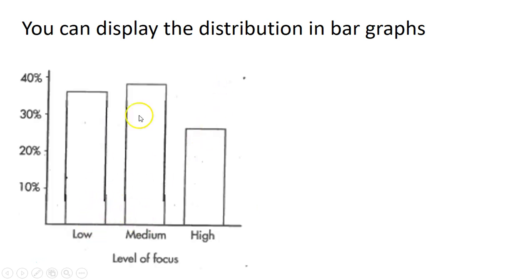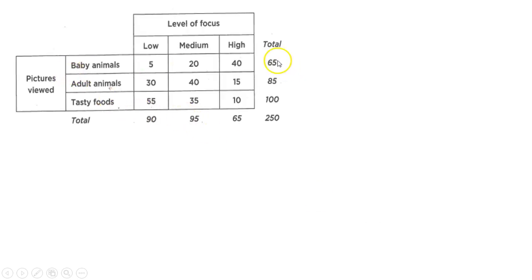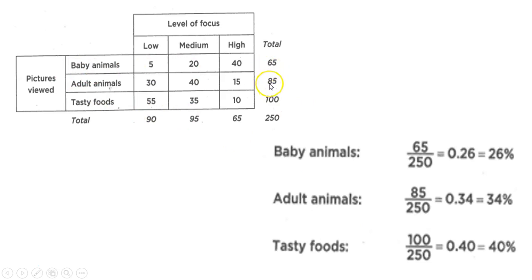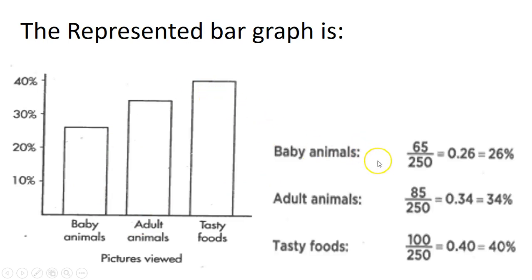You can display the distribution in bar graphs then. This is the low, medium, and high, and their percentages. Similarly, we can determine the marginal distribution for the pictures as well. I could do this the other way, going down the pictures viewed: 65 divided by 250, 85 divided by 250, 100 divided by 250, and get my percents. And I can represent that in a bar graph. Same idea. So we can see roughly 26, roughly 34, and 40%.